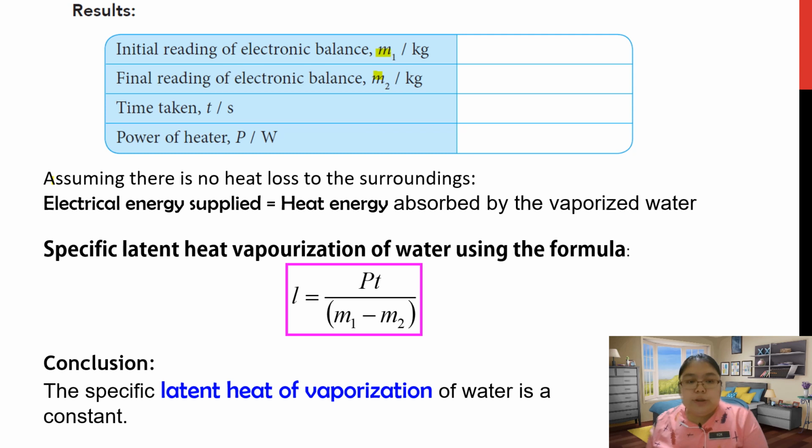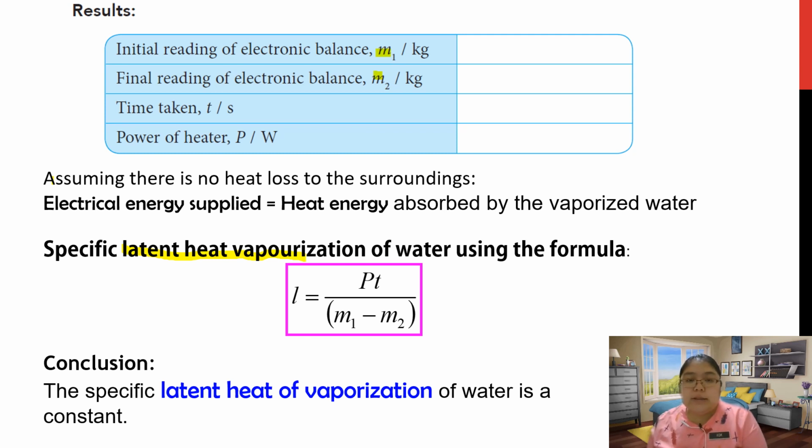Then the assumption is also the same. We say there is no heat loss to the surroundings. The electrical energy just provides the energy absorbed by the vaporized water. The specific latent heat of vaporization can be measured by using this formula again: PT over M1 minus M2. Conclusion: the latent heat of vaporization of water is a constant number. So you need to compare it with the actual reading of the latent heat of vaporization of water.